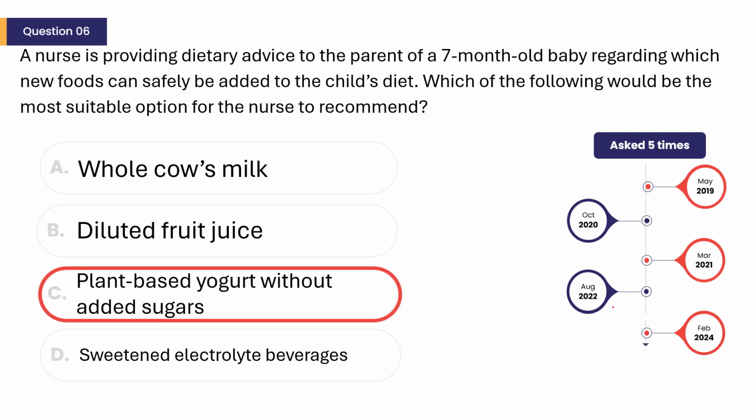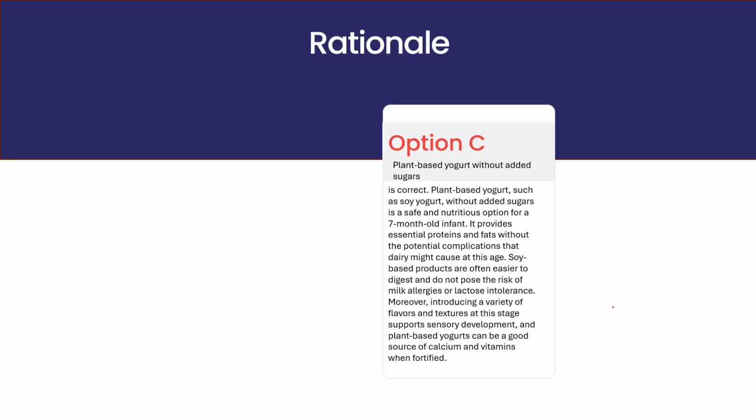Plant-based yogurt without added sugars. C is correct. Plant-based yogurt, such as soy yogurt, without added sugars, is a safe and nutritious option for a 7-month-old infant. It provides essential proteins and fats without the potential complications that dairy might cause at this age. Soy-based products are often easier to digest and do not pose the risk of milk allergies or lactose intolerance. Moreover, introducing a variety of flavors and textures at this stage supports sensory development, and plant-based yogurts can be a good source of calcium and vitamins when fortified.